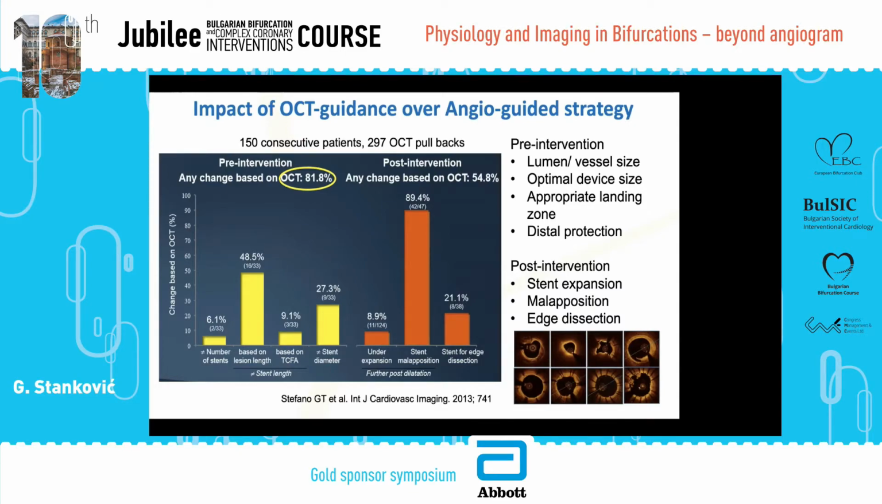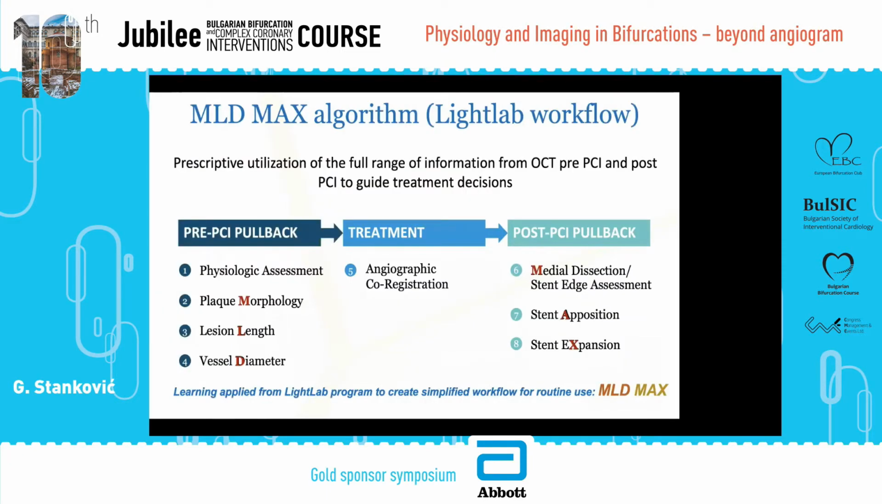Plus, after the procedure and throughout the procedure, there is a change based on OCT in an additional 50% of lesions, and it's predominantly, as expected, key issues: stent expansion, stent apposition, and stent distal edge or proximal edge dissection. So these are the key pieces of information which I think we should keep in mind in order to understand why OCT guidance is good for our patients and is good for a real long-term impact on the clinical endpoints.